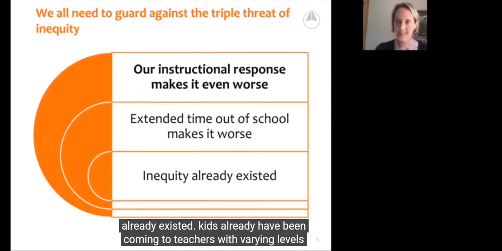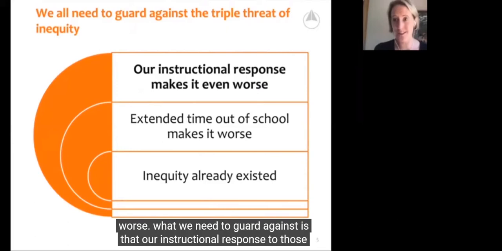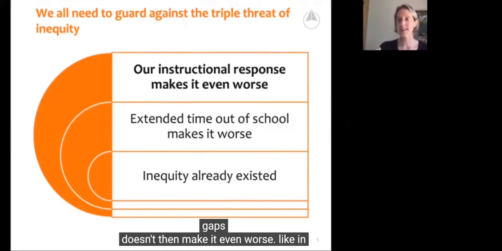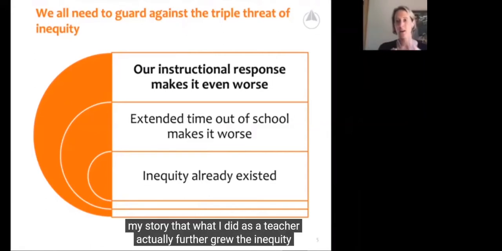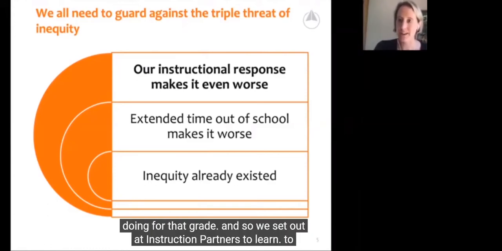Inequity already existed. Kids already have been coming to teachers with varying levels of unfinished learning. And extended time out of school, no doubt, will make it worse. What we need to guard against is that our instructional response to those gaps doesn't then make it even worse. Like in my story, that what I did as a teacher actually further grew the inequity between my students and what they needed to be learning and doing for that grade.